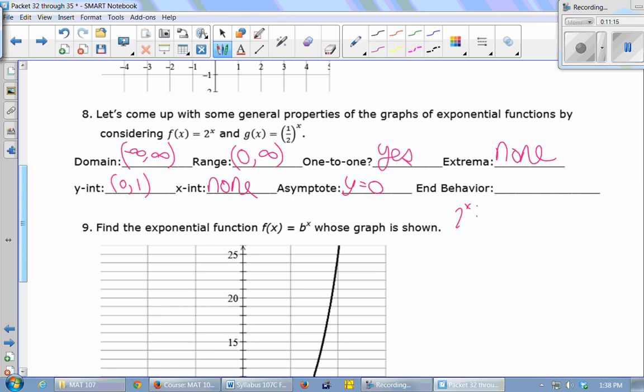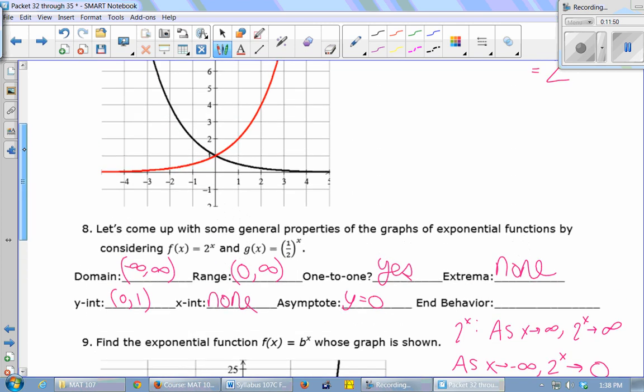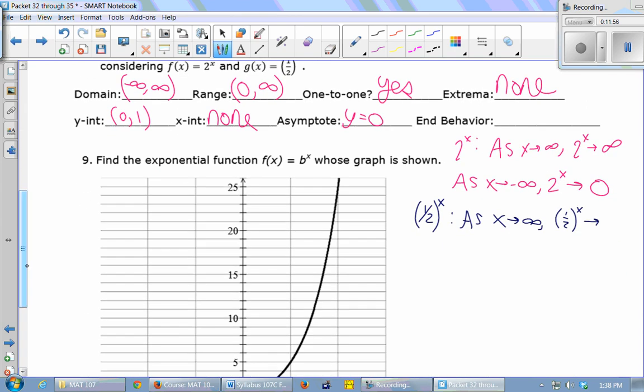For 2 to the x, its end behavior is, as x approaches infinity, 2 to the x approaches infinity, right? And as x approaches negative infinity, 2 to the x approaches what? 0. Good. And then for (1/2) to the x, as x approaches infinity, (1/2) to the x approaches 0. It's approaching the x-axis, yep. And in the other direction, it will approach infinity.